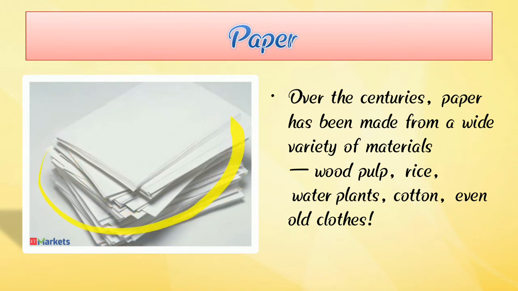Over the centuries, paper has been made from a wide variety of materials: wood pulp, rice, water plants, cotton, and even old clothes. So paper is made from various things like wood pulp, rice, water plants, cotton, even old clothes. So, children, you all understand about paper.